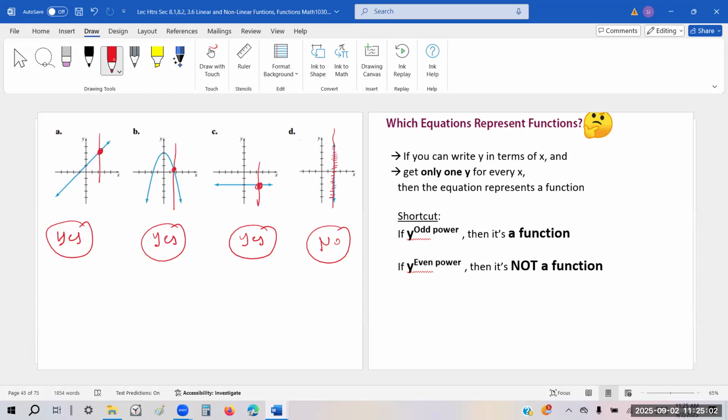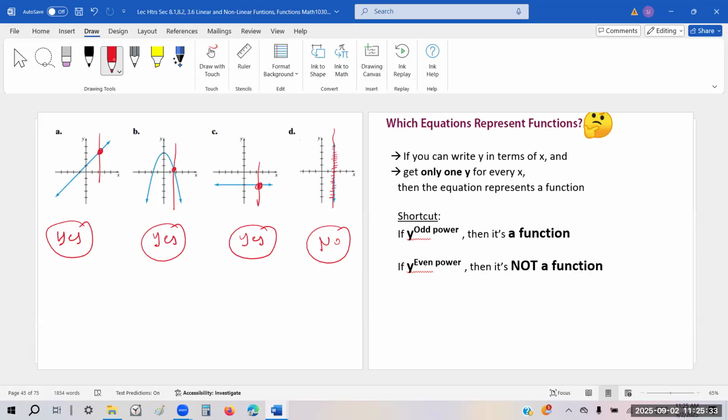The formal way says, if you have an equation, try to see if you can solve for y. So step one, if you can solve for y, then look at step two. When you solve for y, how many y values do you get for one x? Multiple y values for one x. If you get only one y for each x, it's a function. If you don't get that, it's not a function.